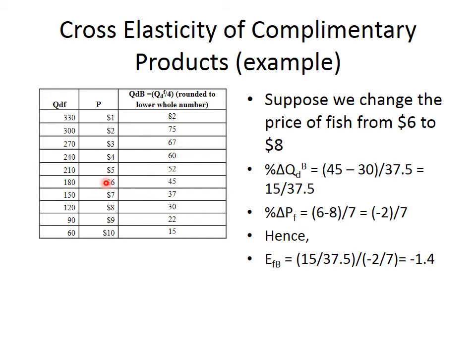Why? Well, because look, right here we're changing the price of fish from $6 to $8. So the price is going to be a negative number, 6 minus 8 divided by the midpoint. The quantity is going to be a positive number because we're going down in quantity from the first number of 45 down to 30. If we reversed that, we would go from 30 to 45 and have 30 minus 45 up here, again divided by 37.5. Hence, the cross elasticity here is going to be negative 1.4. And again, we'll get our calculators to do this for us.